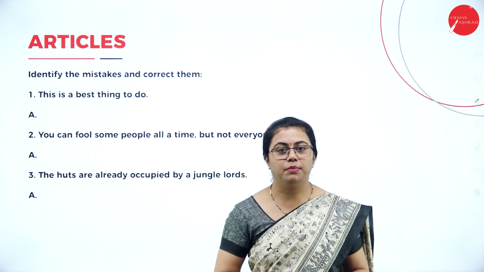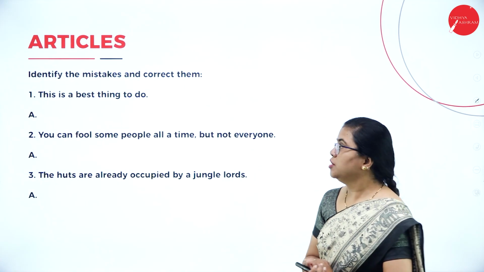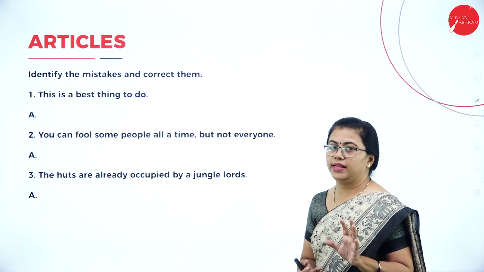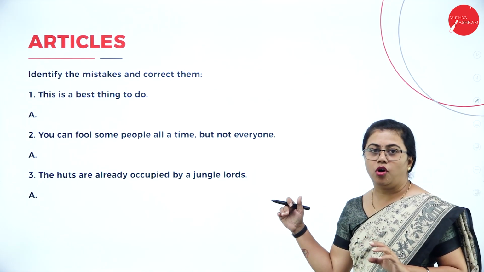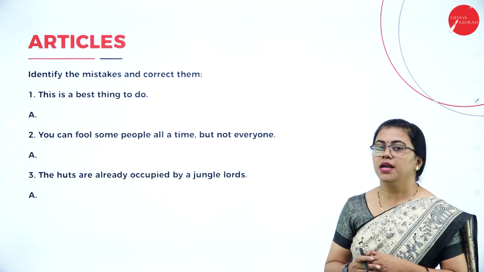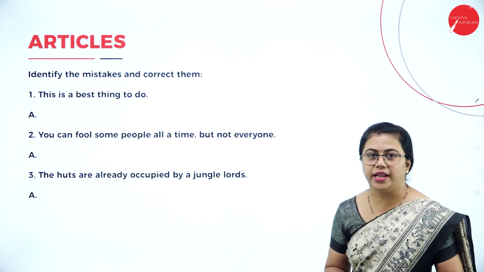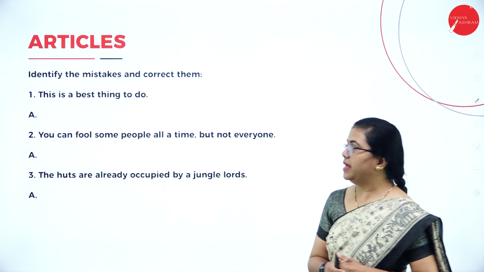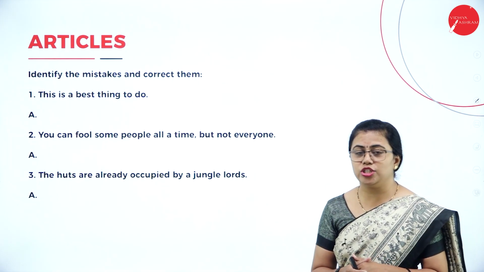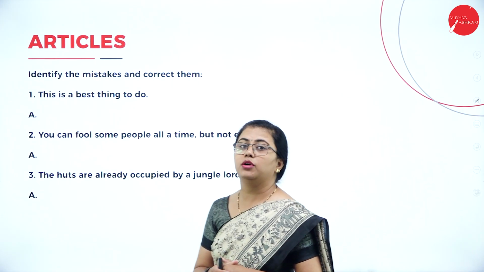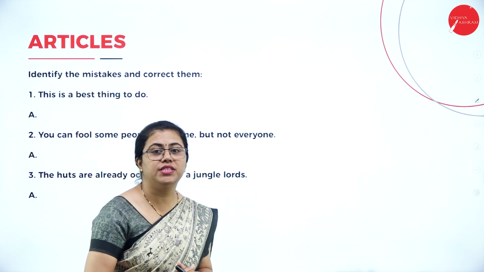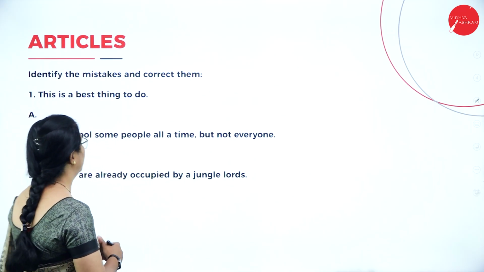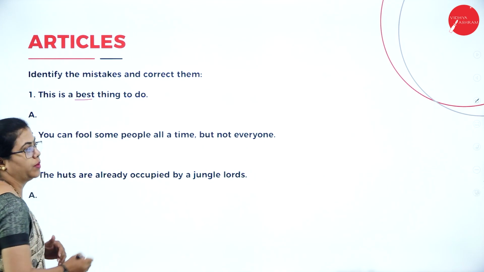Let us begin with one of the types. First thing is I told you about articles. I'm going in the same order. I'll not be differentiating it, but I'll just tell you how to correct these. Here there is a first sentence: This is a best thing to do. As I told you, whenever we are talking about superlative degrees, which is the word in superlative degree here? Here you can see best is the word in superlative degree.